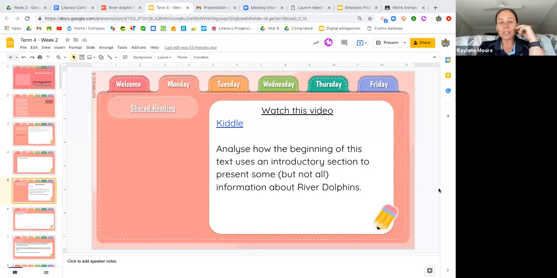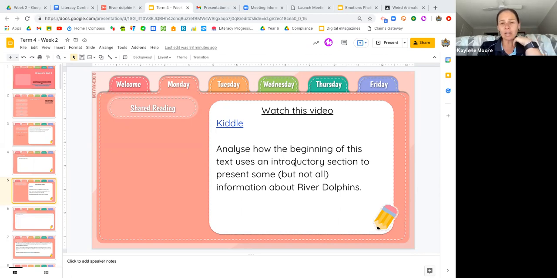All right, Year 6, for our shared reading this week, we're going to be looking at two different texts again about our Amazon River dolphins. Our first one is from Kittle, and we're going to be looking at how they've used their introduction. What have they put in their introduction, and what have they not put in their introduction? What have they put further down into their text?